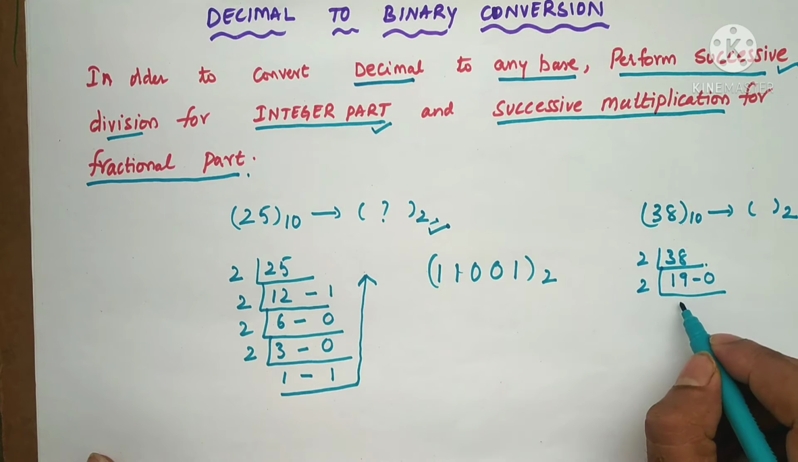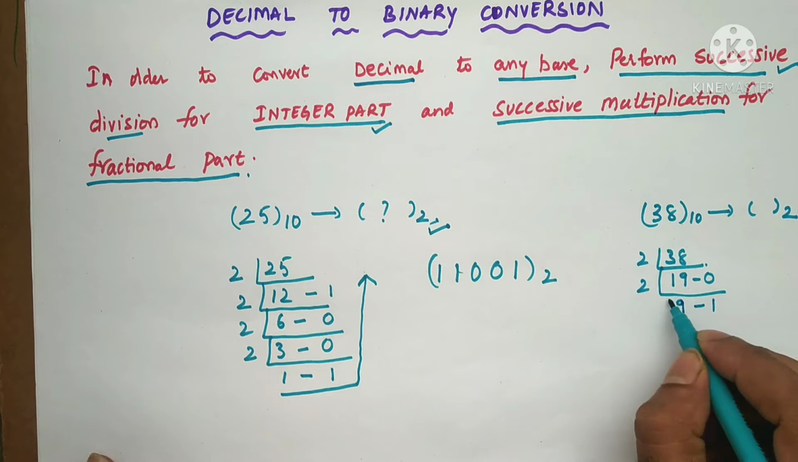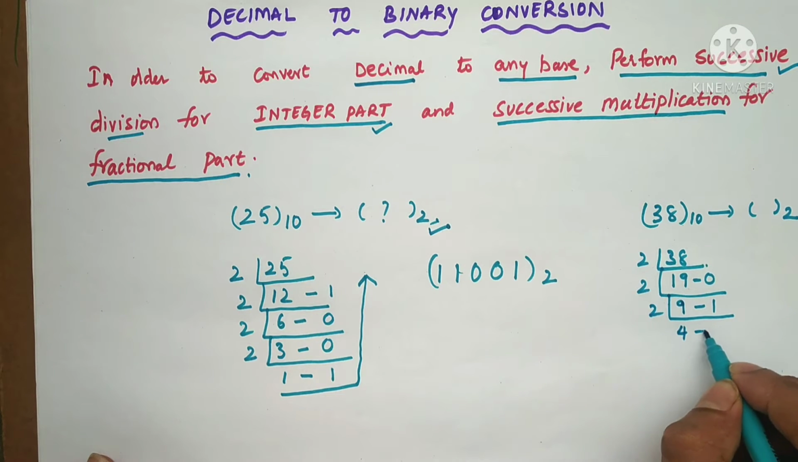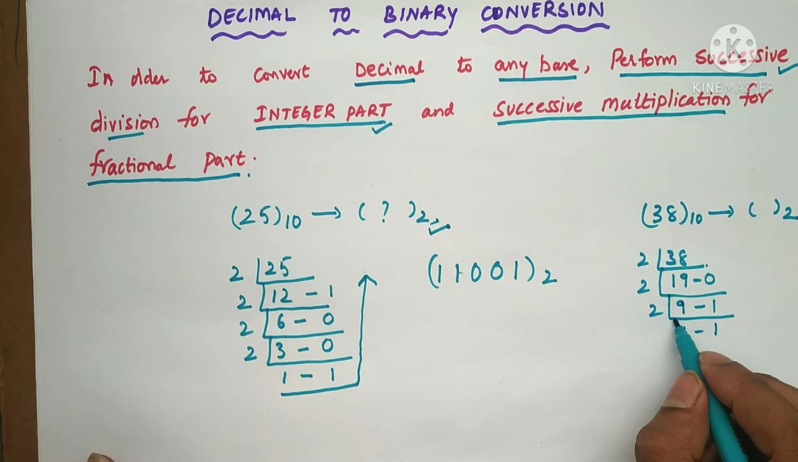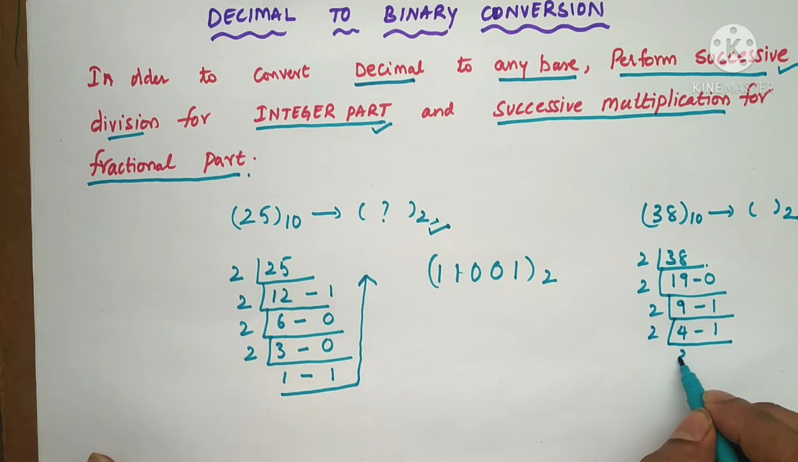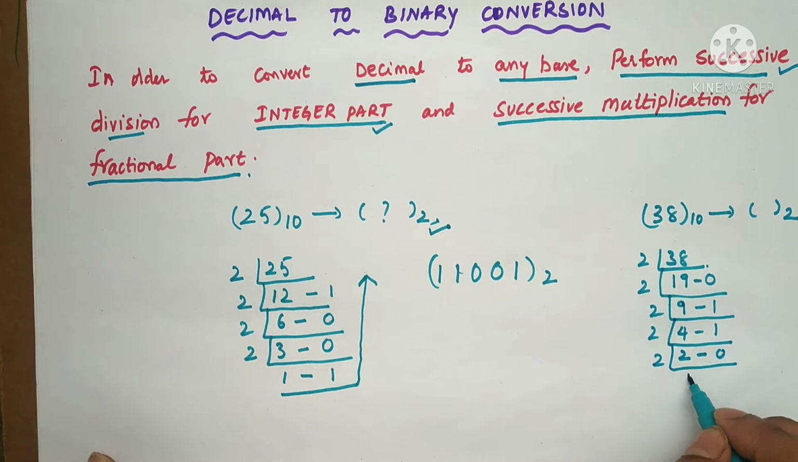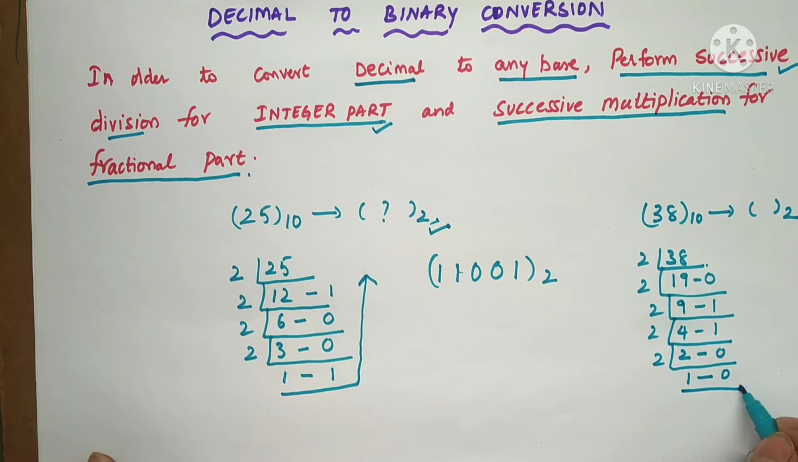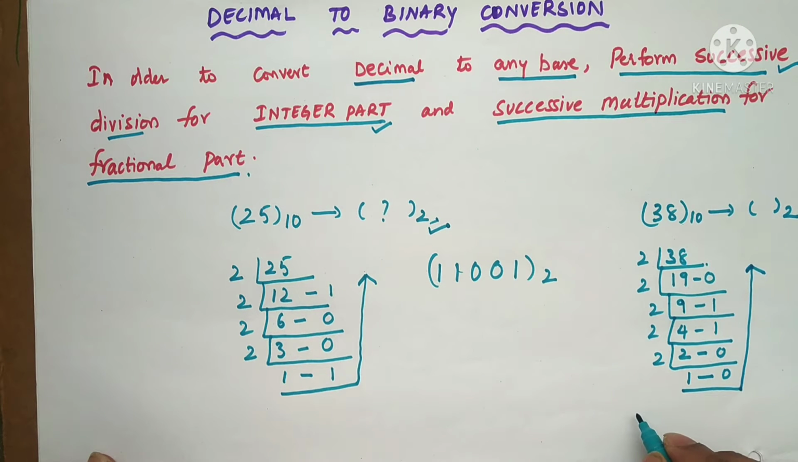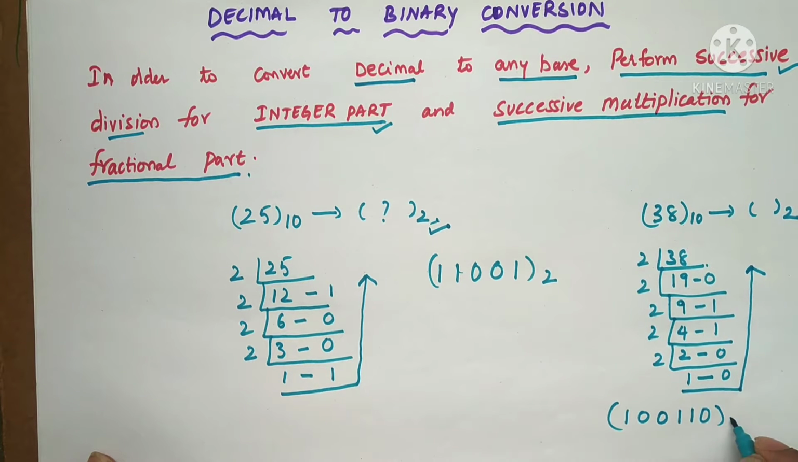2 9s are 18. Remainder 1. 2 4s are 8. Remainder 1. 2 2s are 4. Remainder is 0. 2 1s are 2. Remainder is 0. So I have to write from bottom to top. So 1 0 0 1 1 0 base 2. See here, I am writing like this: 1 0 0 1 1 0, to the base 2.